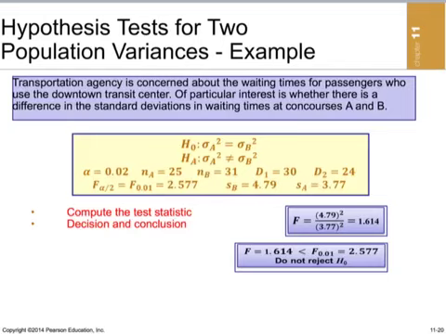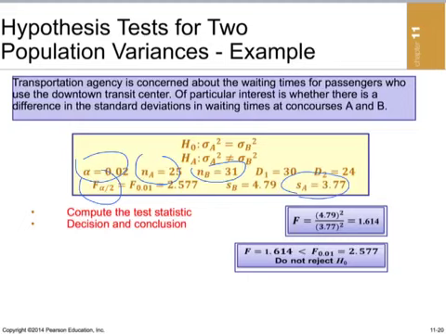We're going to take a look at a quick example, which basically states here that the transportation agency is concerned about waiting times for passengers who use the downtown transit center. Of particular interest is whether there is a difference in the standard deviations in waiting times at the two concourses A and B. So we have the data given to us, a significance level of 2%. Our sample size for concourse A is 25, concourse B is 31. The critical value will be based on F alpha over 2 and the degrees of freedom. We're going to come to that, but let's look at our sample values.